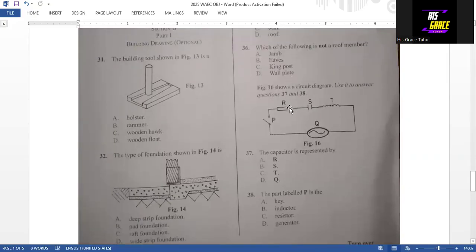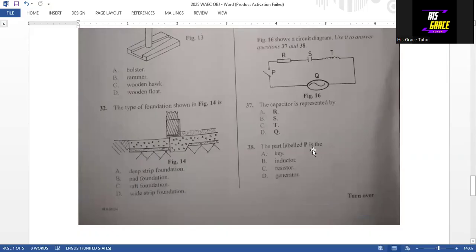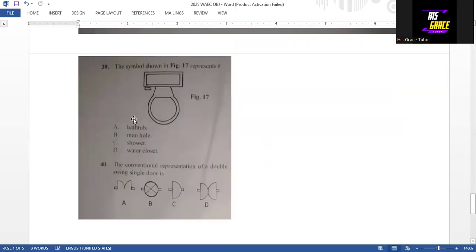Then we have to make use of this diagram to answer questions 37 and 38. Question 37, the capacitor is represented by S. That's option B, the answer to question 37. Question 38, the part labeled P is the key. That is option A, the answer to question 38. Then question 39, the symbol shown in figure 17 represents a water closet, option D. And question 40, the conventional representation of a double swing single door is option C, the answer to question 40.